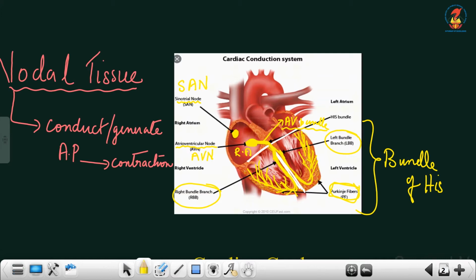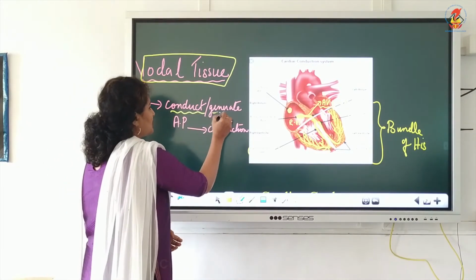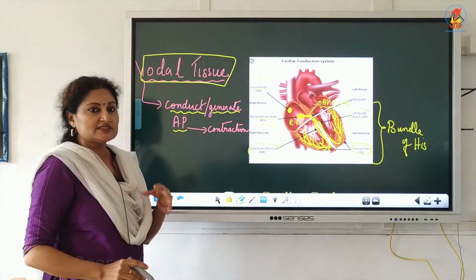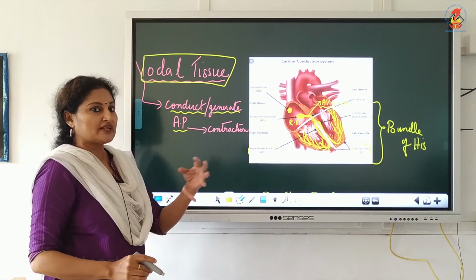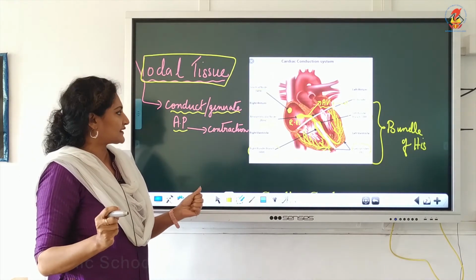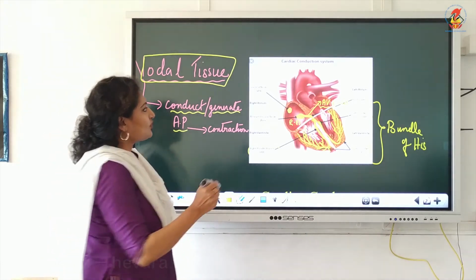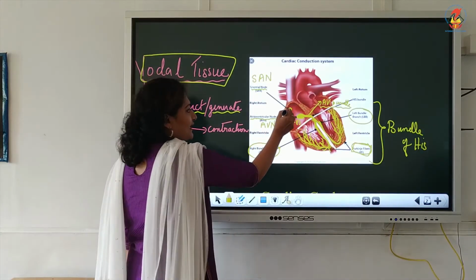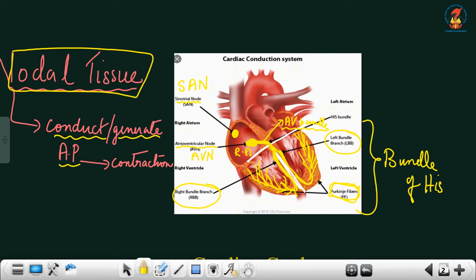So once again, the nodal tissue is a specialized cardiac musculature which has the ability to conduct or generate action potential, and wherever the action potential gets propagated, that part of the cardiac musculature contracts. Now we are going to see the distribution of this nodal tissue. There is a patch in the upper right corner of the right atrium called the SA node. Then there is a small patch at the lower left corner of the same atrium.